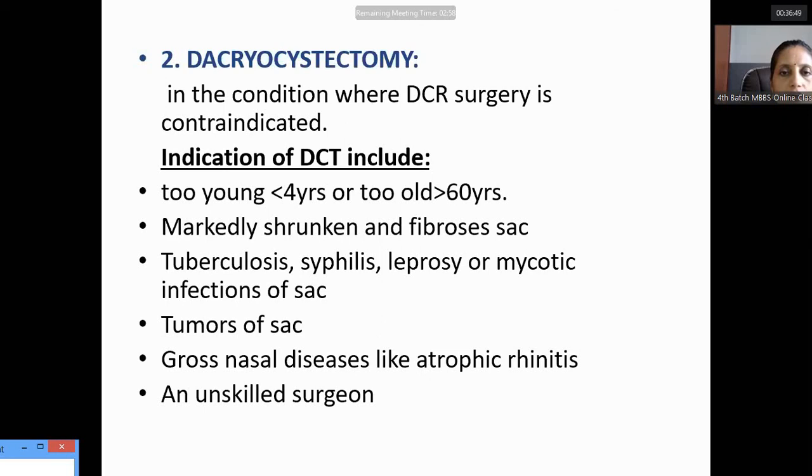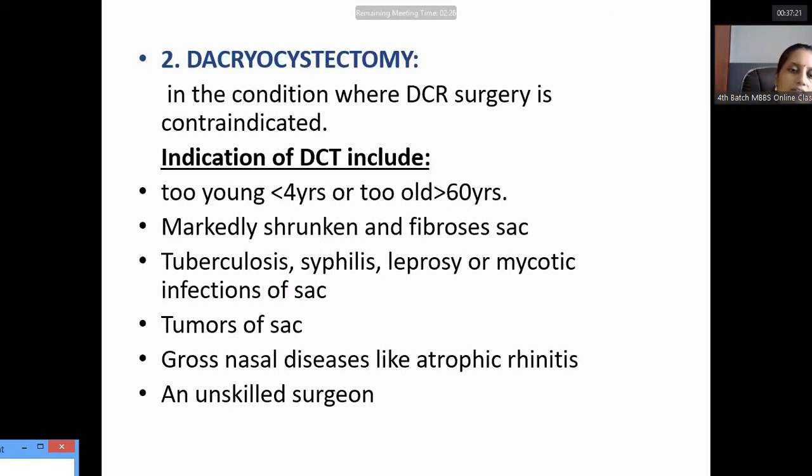Then a markedly shrunken and fibrous sac: if the sac is very small and we cannot anastomose, or it is mostly fibrous, then it is very difficult to do. In infections like tuberculosis, syphilis, leprosy, or mycotic infections of the sac, even after the treatment, we cannot do it. If there are tumors of the sac, we also cannot do it. And gross nasal disease like atrophic rhinitis, we cannot do it.